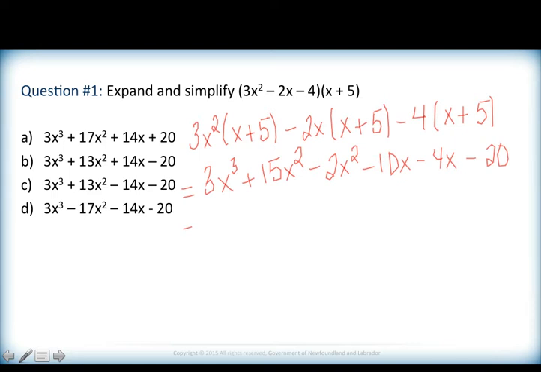In our next step, we're going to combine like terms. If you notice, there are no more x cubed terms, so we're just going to keep that as 3x cubed. Then we have 15x squared subtract 2x squared. That is going to leave us with a 13x squared. Then we have negative 10x and negative 4x, which leaves us with negative 14x. And we only have one constant term of negative 20. So our answer here is going to be C, 3x cubed plus 13x squared, subtract 14x, subtract 20.